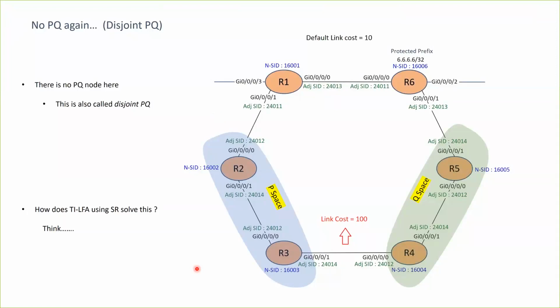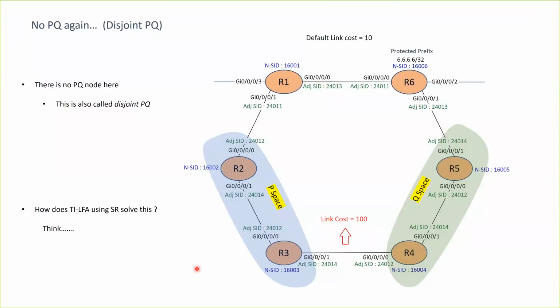How will TI-LFA solve this? Can you think? Very simple. We put the segment label, that link label from R3 to reach R4. It's a simple solution actually. It's nothing complicated. Got it, right? The whole point is R1 has to push the adjacency SID of the R3 R4 link. Then what will R3 do? R3 will just blindly push it and send it to R4 because it got that top label, right? That's what. So TI-LFA gives you 100% coverage because of adjacency SIDs. So now you're beginning to see how adjacency SIDs are helping in this case.